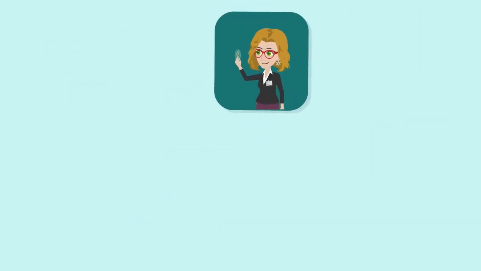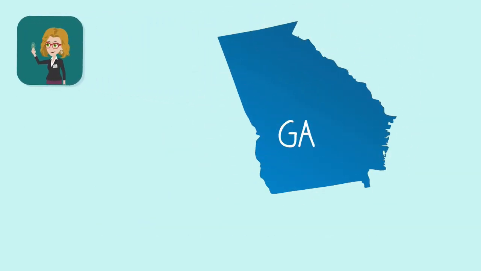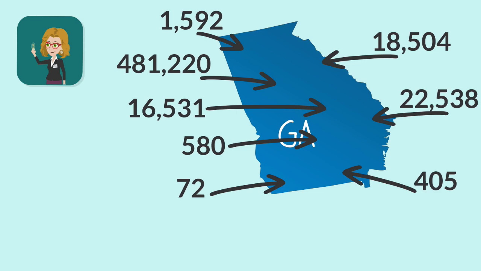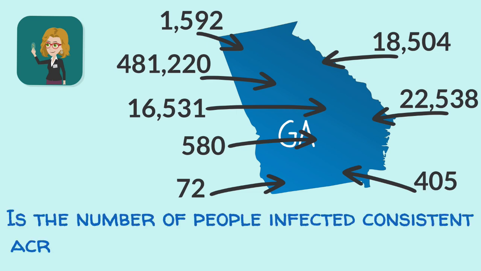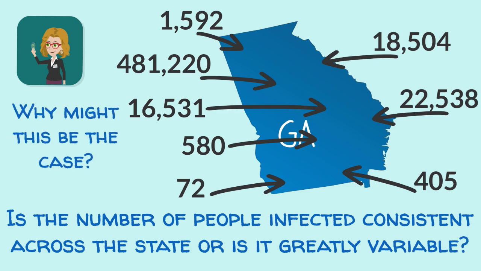Christine works in public health. She is tracking a flu strain across an area. She records the total number of people infected in different areas of the state last week and has the following data for Georgia. Based off the MAD, is the number of people infected consistent across the state, or is it greatly variable? Why do you think this might be the case?